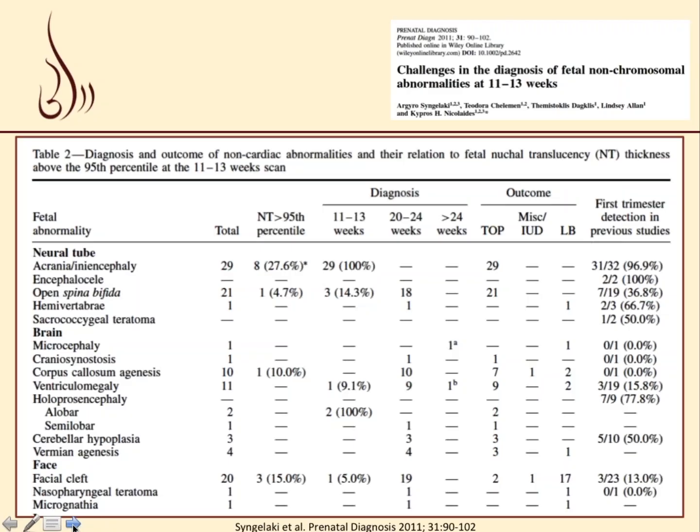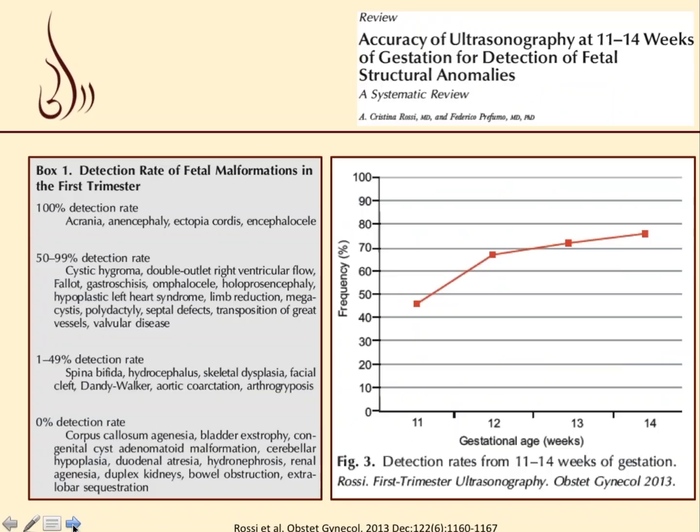So we will start with the detection rate of CNS abnormalities from the Nicolaides' group. You will see that for acrania, the NT was abnormal in roughly a quarter of the cases. However, sonographically, they were able to detect 100% of the cases. This was back in 2011. And from Rossi's study, acrania falls in the 100% detection rate group.